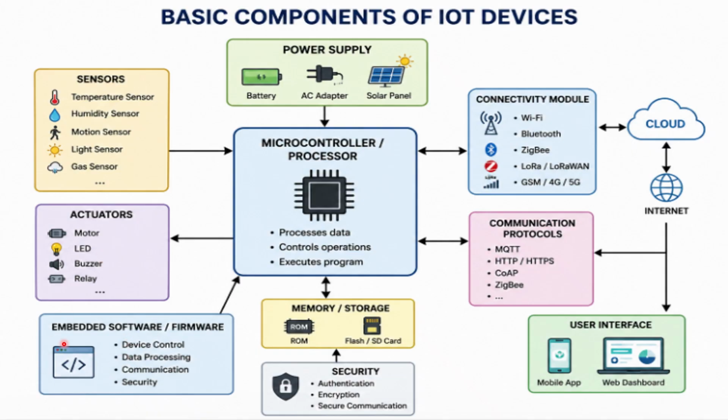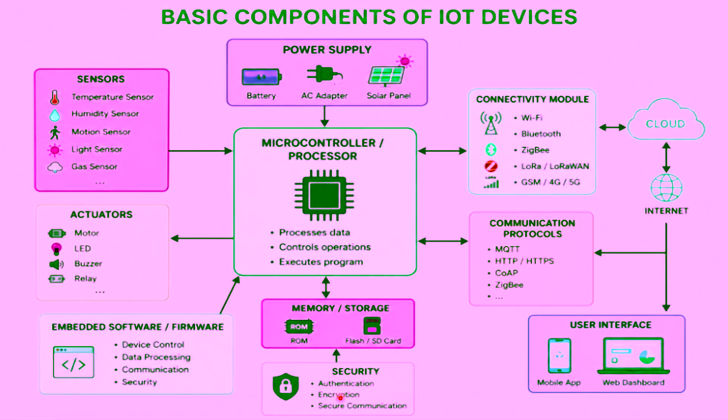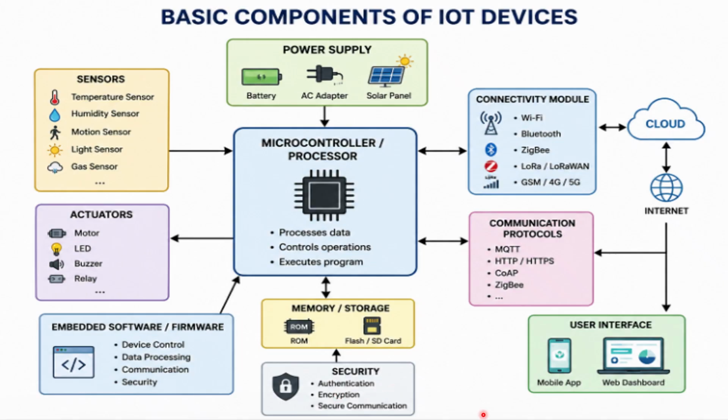Then the software, embedded software, everything that is needed is here. And we need the microcontroller, which is the brain of the IoT. It processes data, controls operations, executes programs. Then power supply, as we already saw, the main thing is power supply. Then connectivity module, with protocols such as MQTT, HTTP, Zigbee, etc. And memory for storage, storing our data or real-time storage. Then security: authentication, encryption, everything.